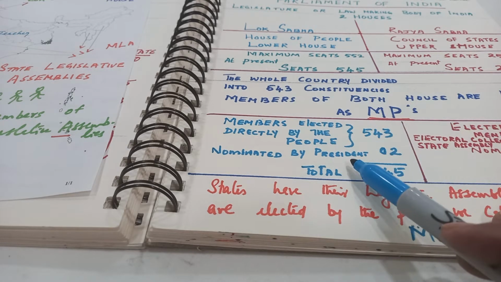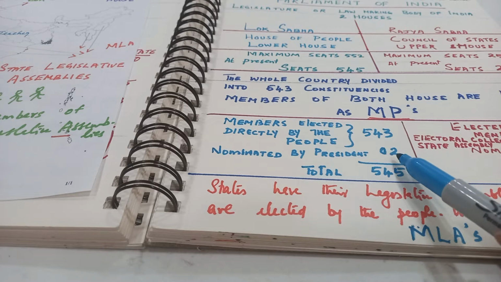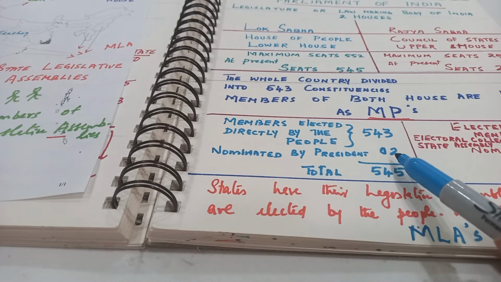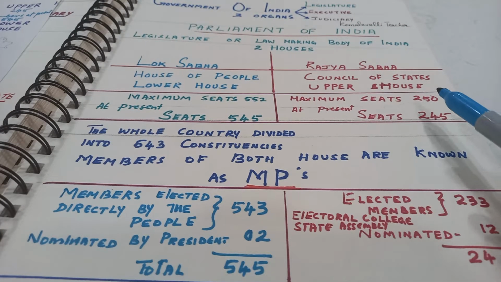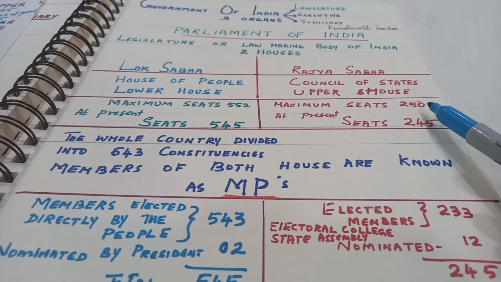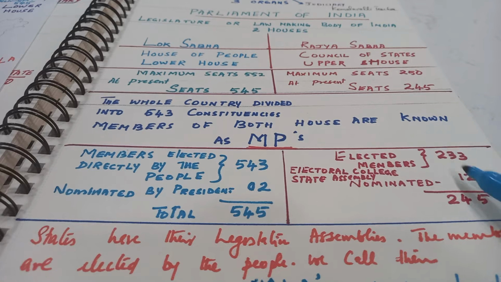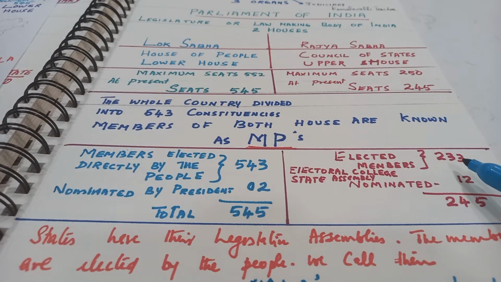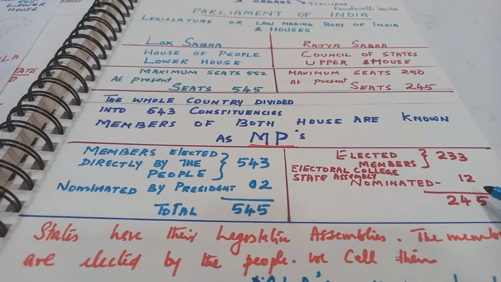At present, I told you 545 members are there. Two members are nominated by the President. These two members to the Lok Sabha are from the Anglo-Indian community. For getting representation, they are nominated. Then about the Rajya Sabha, the maximum is 250 members. At present 245 seats, and elected members are 233. These are not directly elected by the people; they are elected by the electoral college representing the state assemblies.